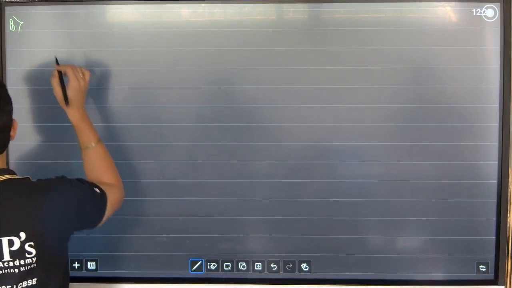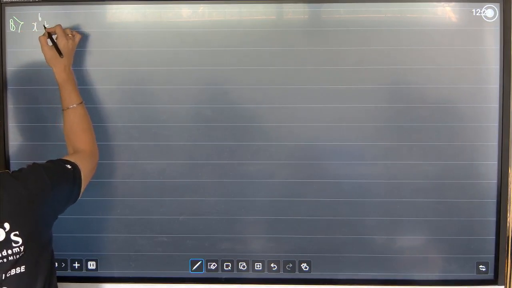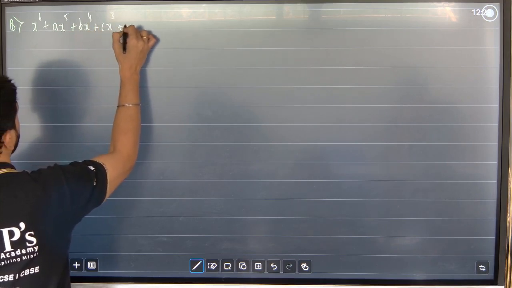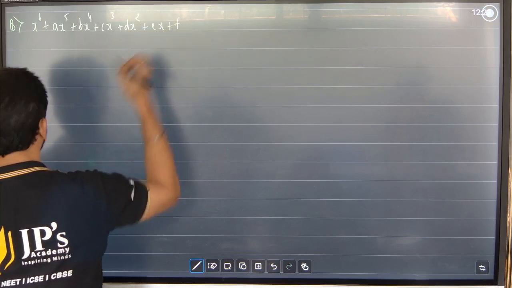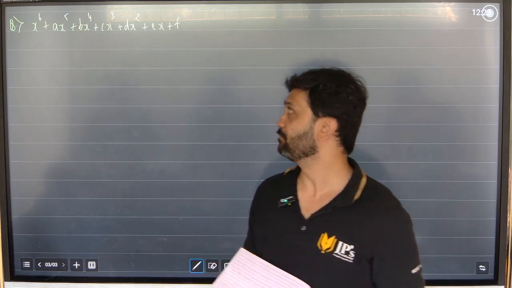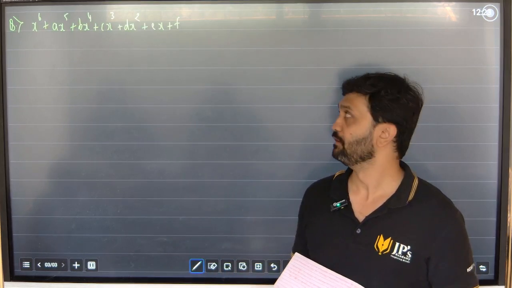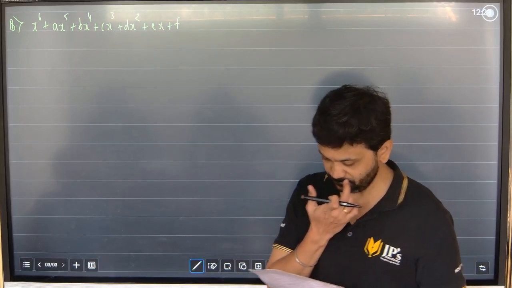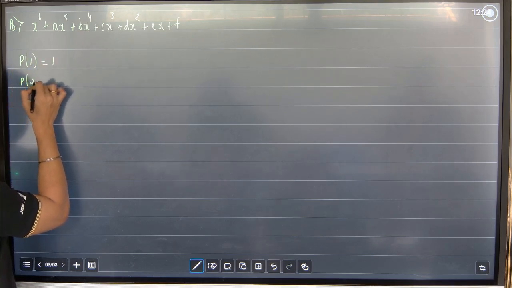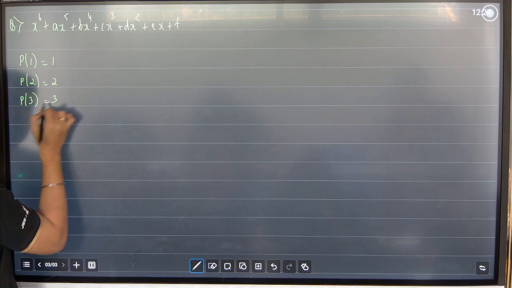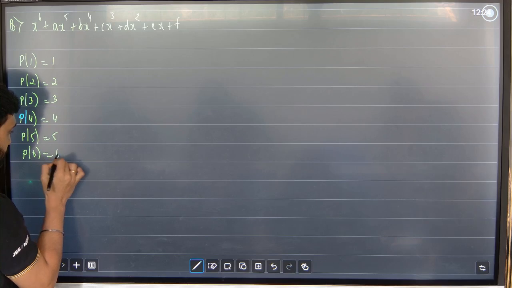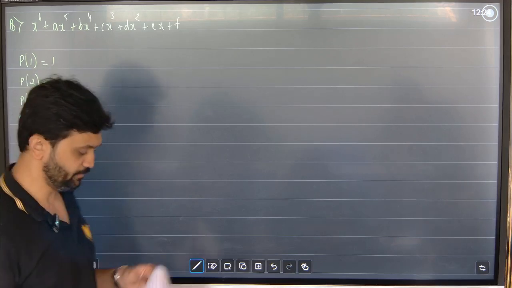Let p of x be a polynomial function, x raised to 6 plus ax raised to 5 plus bx raised to 4 plus cx cube plus dx square plus ex plus f, such that p of 1 is equal to 1, p of 2 is equal to 2, p of 3 is equal to 3, p of 4 is equal to 4, p of 5 is equal to 5, p of 6 is equal to 6. Find p of 7.